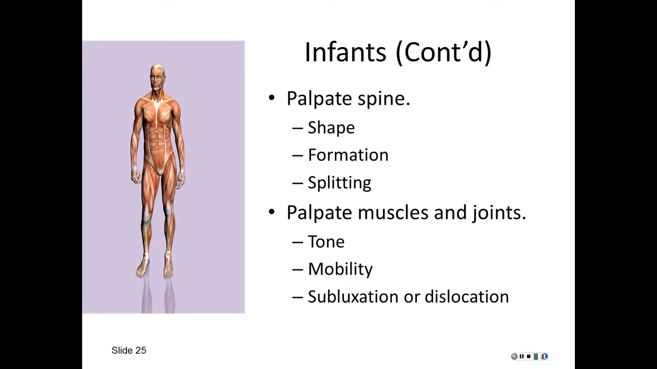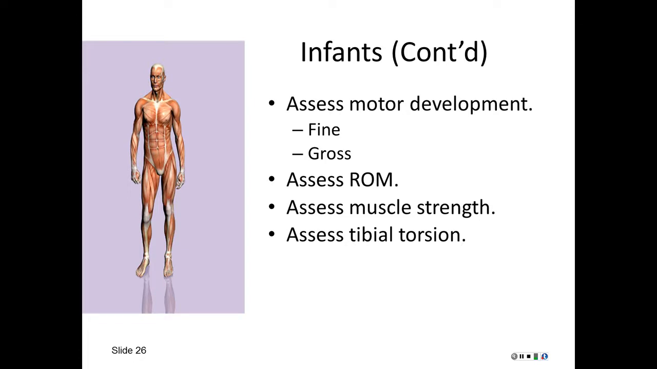We're going to go into that in a while so you'll know what is the common subluxation and dislocation. Okay, infants, you want to assess the motor development with fine and gross. You want to assess the range of motion and assess muscle strength. And there's limits in your book that will tell you what would be the normal muscle strength of an infant at what age, and when they're going to have head lag, when they're able to pull themselves up, when they're able to walk holding on to furniture. That's outlined in your book.